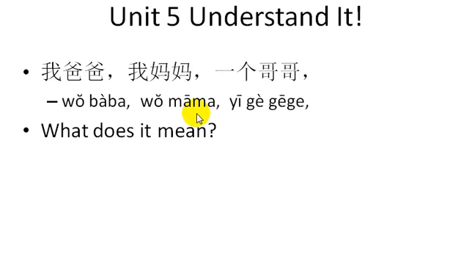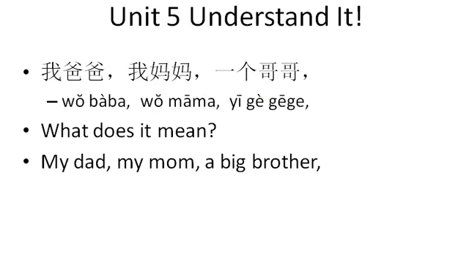Okay, she continues speaking in the dialogue to share who those 6 people are. 我爸爸，我妈妈，一个哥哥. Now, you've seen 大哥 before, meaning big brother. So, 哥哥 is just brother. 我爸爸，我妈妈，一个哥哥. So all this shouldn't be a problem for you. My dad, my mom, a big brother. And she continues to speak.